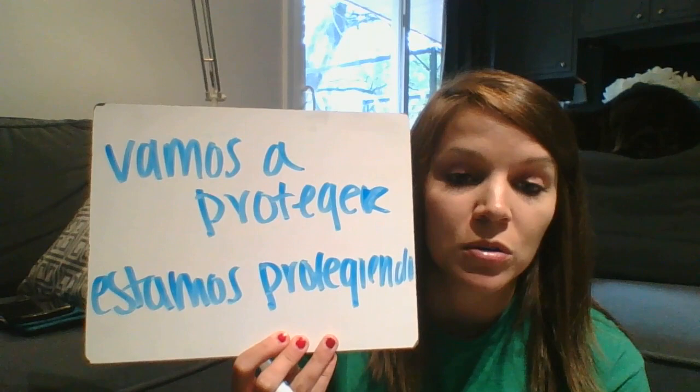Okay, estamos protegiendo. Now, one thing that I haven't mentioned in previous videos is confusing the ando y endo with the ado ido. And the way you avoid doing that is that the ando y endo has the letter N in it, right? And that's because it's the ing form. So it means ing. Whereas ado, ido are the ed form. There's no N in them. They're not ing.